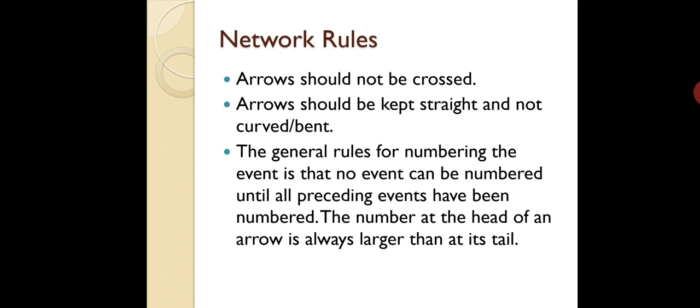And how do we number an event? The first circle is always given number 1. Then the events starting from event number 1 can be given 2, 3, 4. This is how you can number. But there is a general rule: the number at the head of an arrow is always larger than its tail.